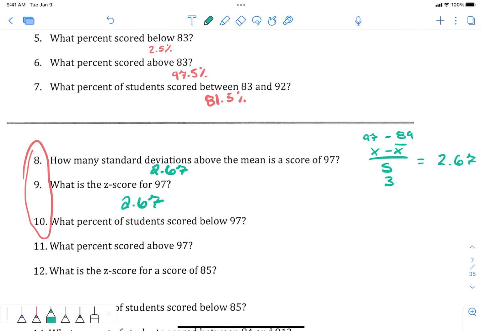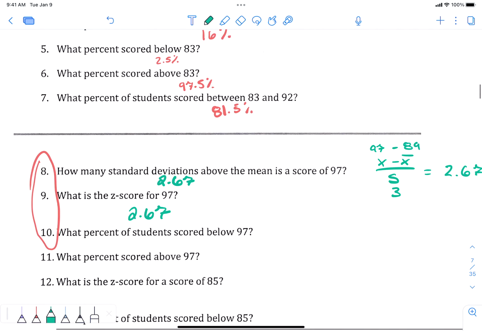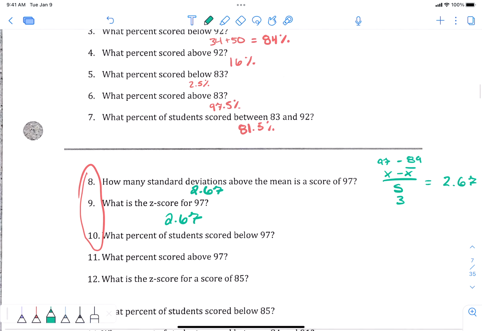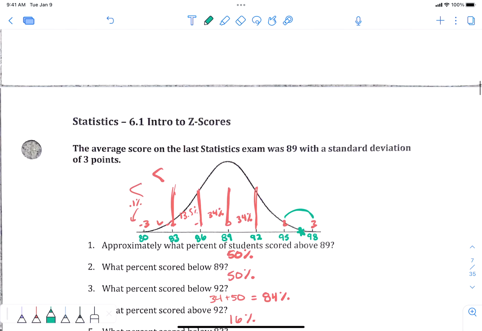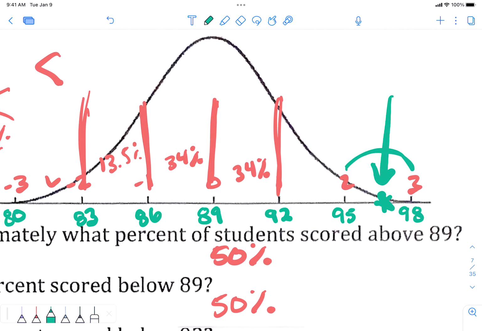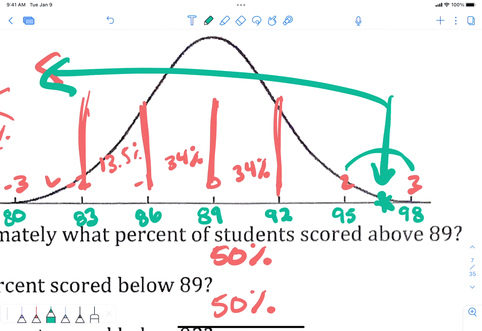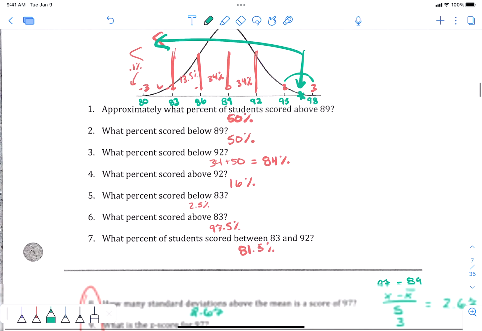All right. So positive side, 2.67. If you look it up, what do you get? Anybody know? I know it's hard to see. 0.9962. Okay. So that is 99.62%. Okay, so let's check that out and see if that makes sense. We are saying how many people are below a 97. If 97 lives here, below, does that represent probably about 99.62%? I would say so, right? So there's that.